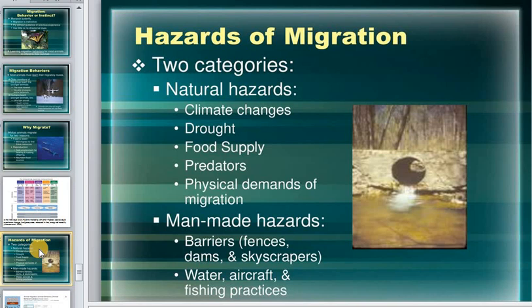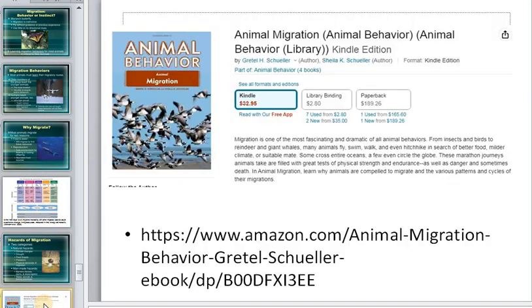The hazards of migration fall into two categories, two types: natural hazards and man-made hazards. These include barriers, water, and aircraft, of course, especially for birds.